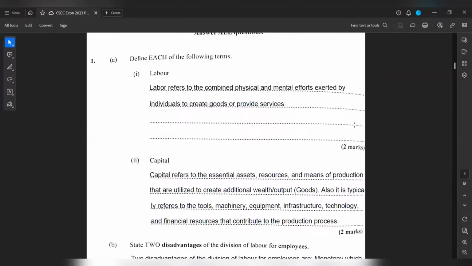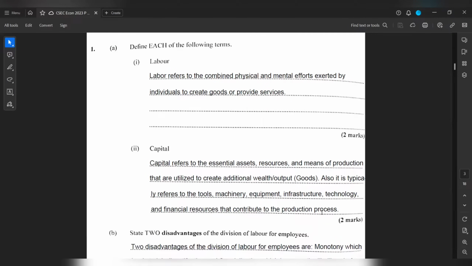Capital. Capital refers to the essential assets, resources, and means of production that are utilized to create additional wealth or outputs. It typically refers to the tools, machinery, equipment, infrastructure, technology, and financial resources that contribute to the production process.